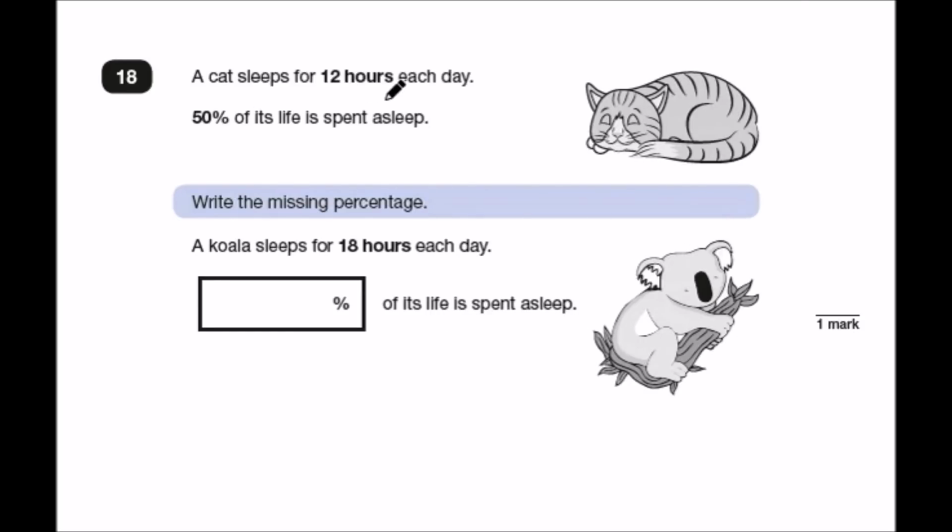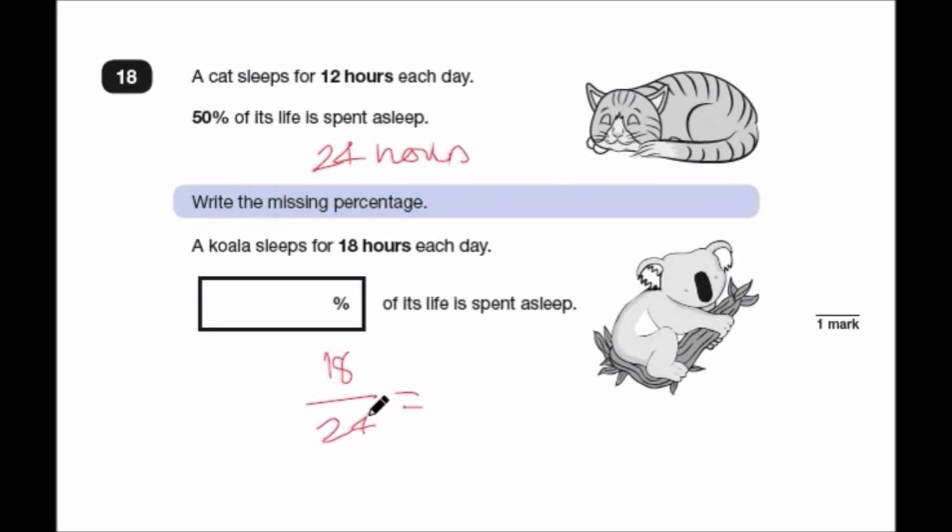So in other words, 12 hours each day, so this represents 50%. So we can assume 24 hours is what they're referring to as a whole day. So 50% of 24 hours gives you 12. So we need to find how many times 18 goes into 24 as a percentage. So let's start dividing this and see what fraction we get so we can represent it as a percentage.